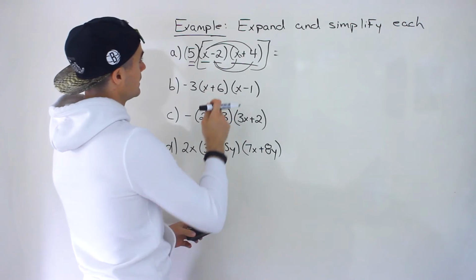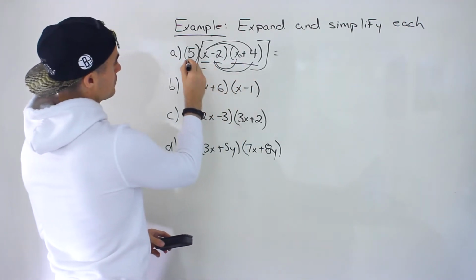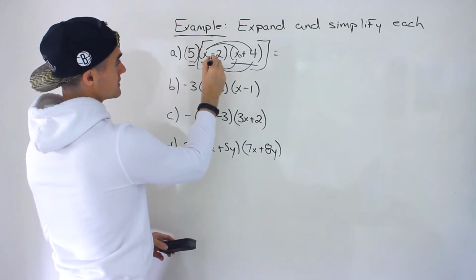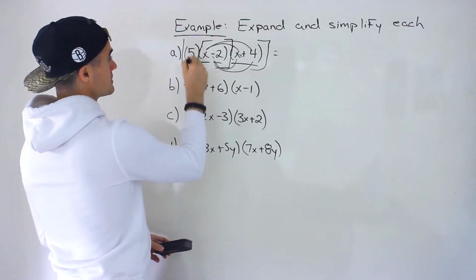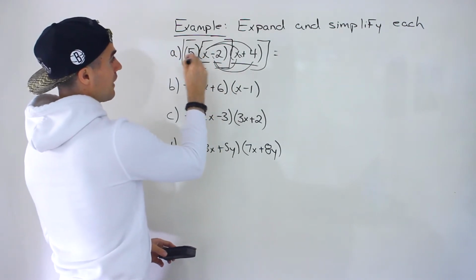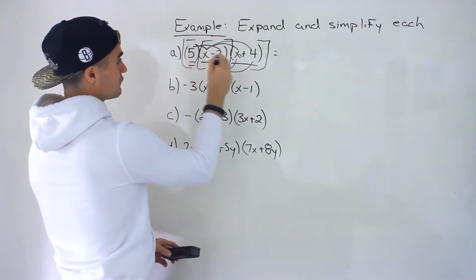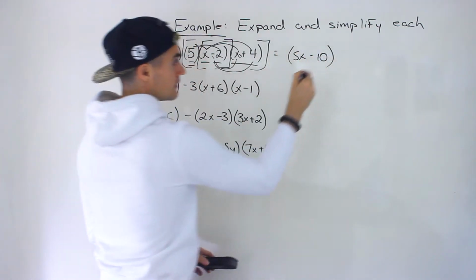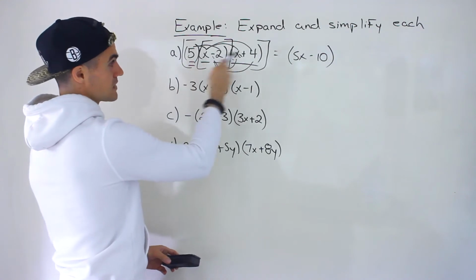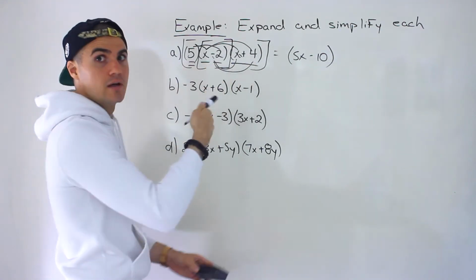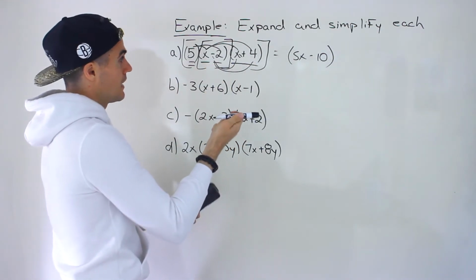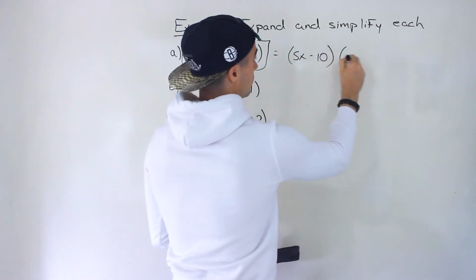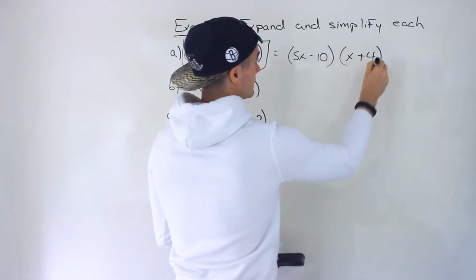So let's say instead of multiplying these 2, let's say we multiply the 5 and the x minus 2. So let's say we multiply these 2 over here. Well, 5 times x minus 2, we just distribute the 5 in, so we'd end up with 5x minus 10, like that, right? 5 times x is 5x. 5 times negative 2 gives us minus 10. And then we still have this x plus 4 to multiply at the end.